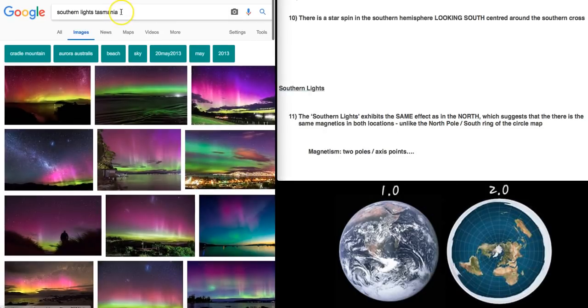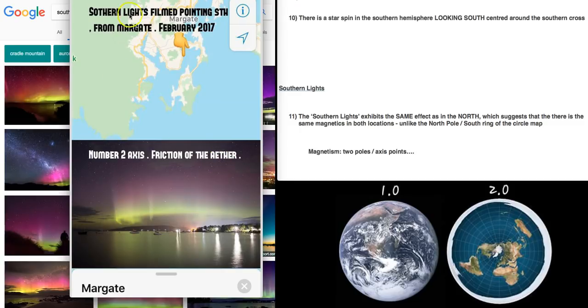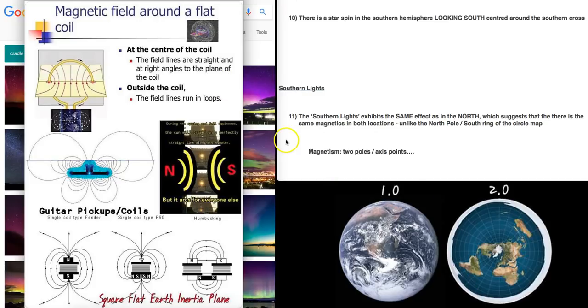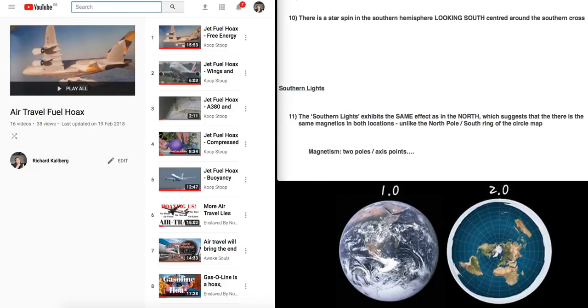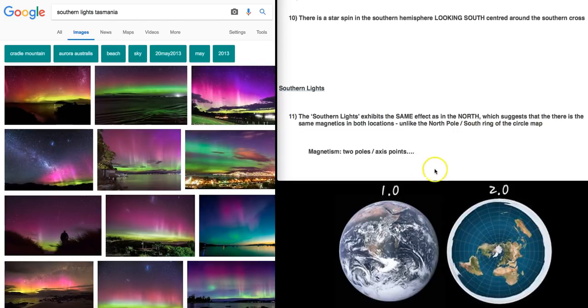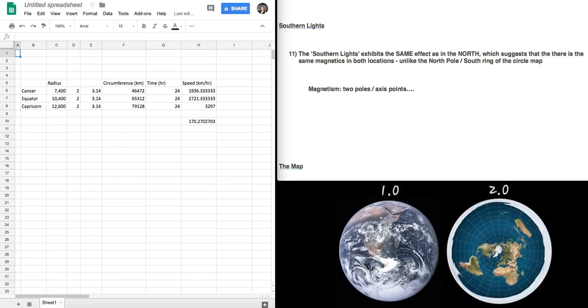This is what it looked like from Tasmania. Here we go. So, filmed from Margate in Tasmania. It's down here, south of Australia. Looking down would be on this map. But the fact that the northern and southern lights are pretty much identical suggests that there's an identical effect going on here. And I'll close that. So yeah, two axis points.